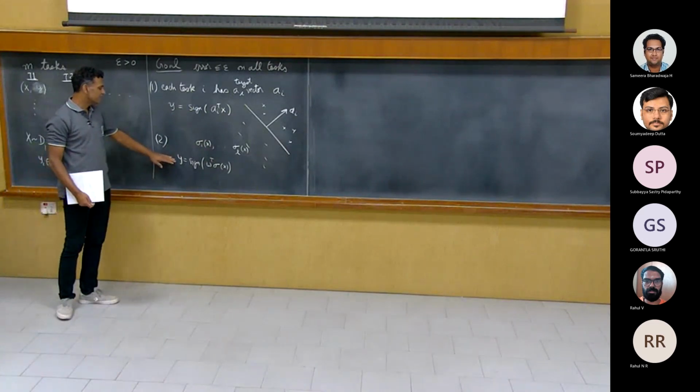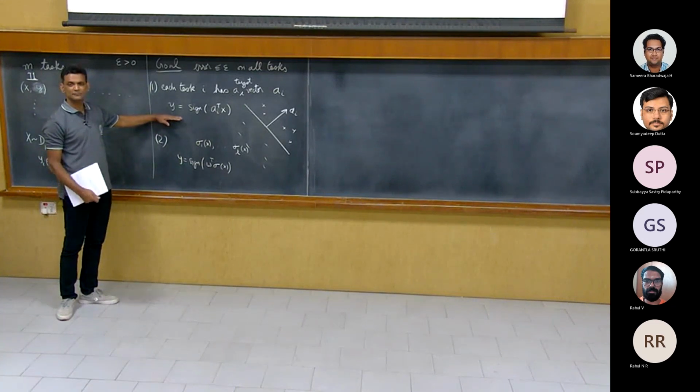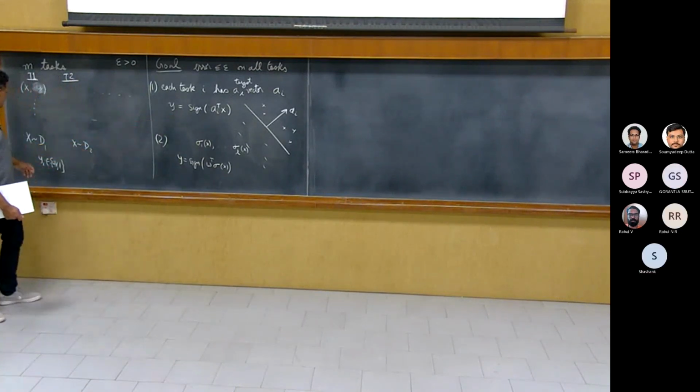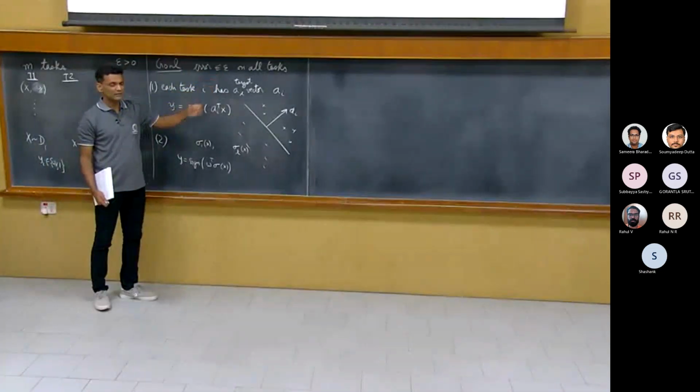Now, this problem, note that even for one task, it's hard in general. You have to make assumptions. This problem for one task is fully solved, meaning for arbitrary distribution D and any target error epsilon.